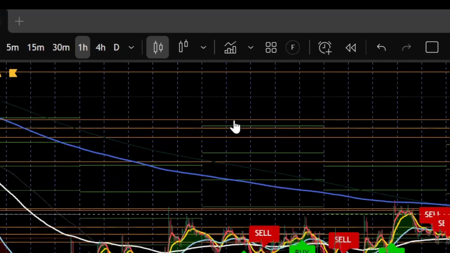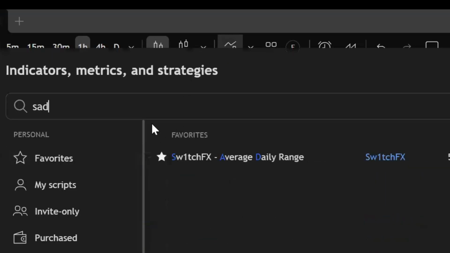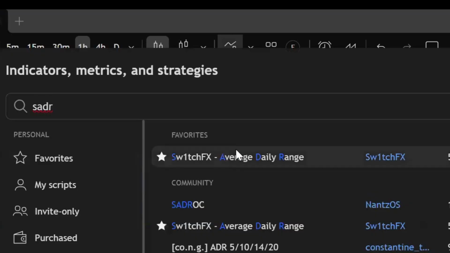And you said use ADR Switch? Yeah, put in SADR and it'll pop up. If you just put in ADR, you're going to have to search for it a long time. You put in SADR and it'll pop up, and it'll say Switch.